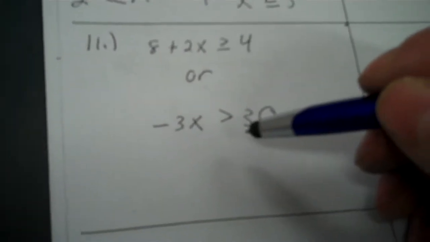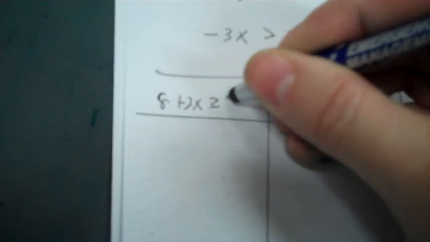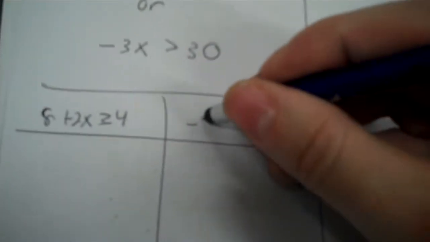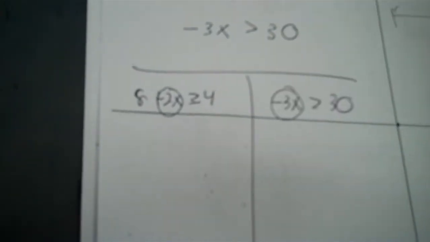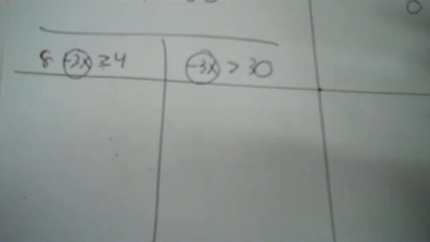Next one, I see two symbols, but they're already separated for us. We don't have to do the overlap. I go to my table. On one side, I put 8 plus 2x greater than or equal to 4, and on the other side, negative 3x greater than 30. Pay attention to those multipliers, please. This has x multiplier of 2, this x multiplier of negative 3. This one, the symbol stays the same because it's positive 2. This one is negative, so the symbol flips.